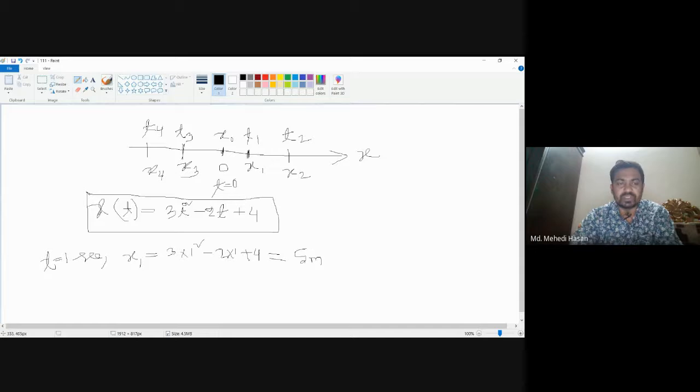Because the equation is always given. The equation will be given: x(t) equal to 3t square minus 2t plus 4. Without the equation you cannot find out the position of an object.